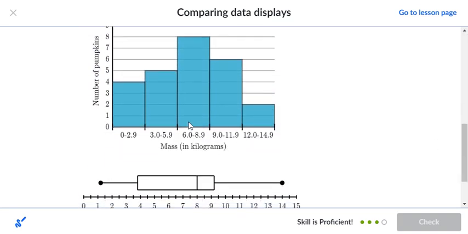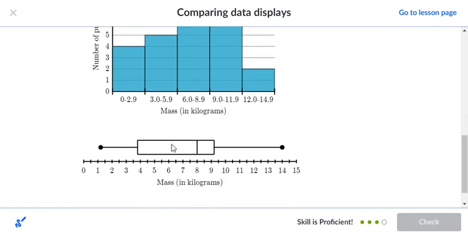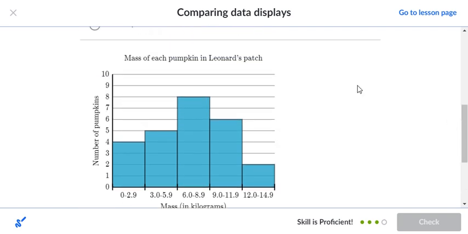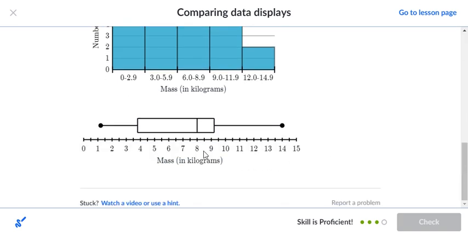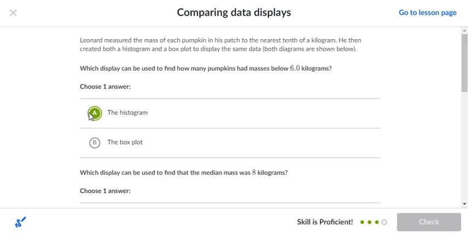So 6 kilograms is right here, and we can clearly see that there's 5 and there's 4. If we look here at 6 kilograms, we're not seeing a lot of detail. When we're talking more detail, this definitely gives me the detail, because I can see starting at 5.9, this is clearly 5 and this is clearly 4. I don't see that using the box plot. So the first one here would be A.